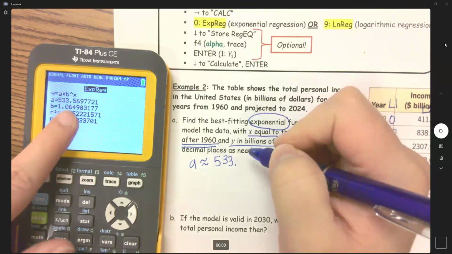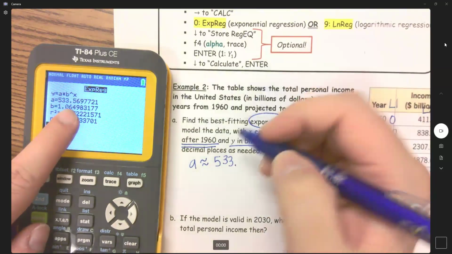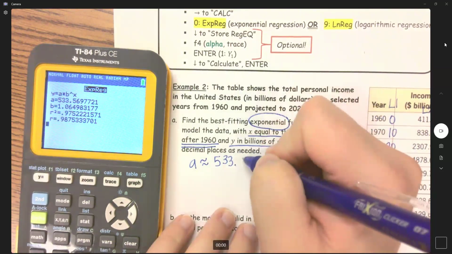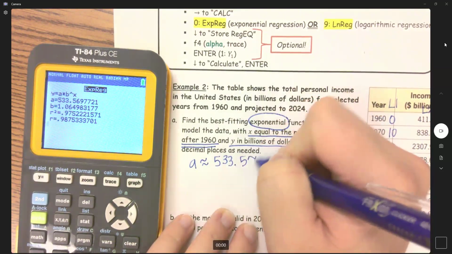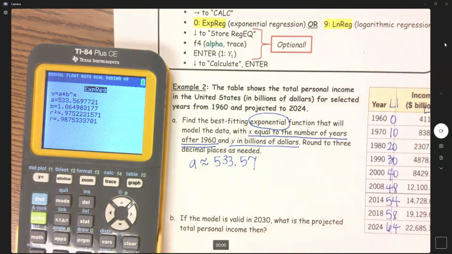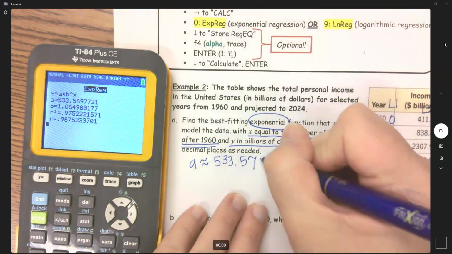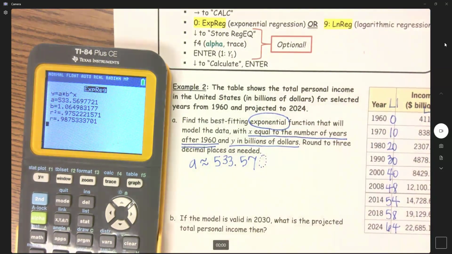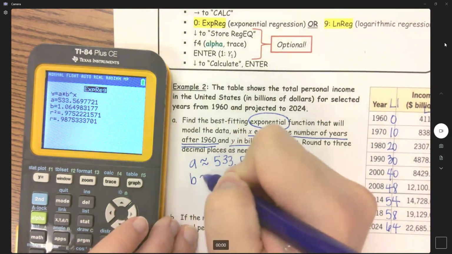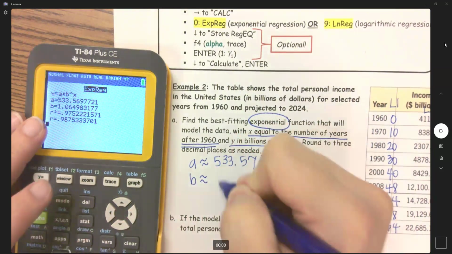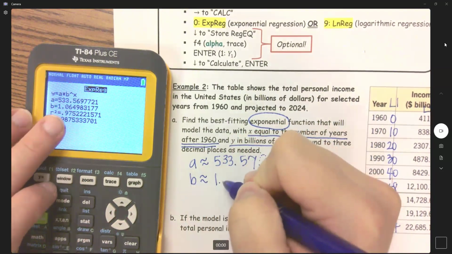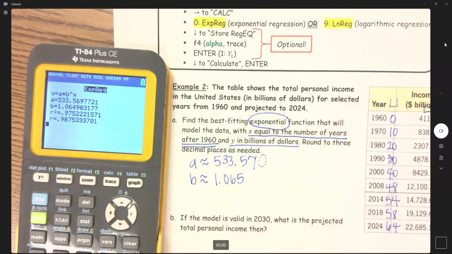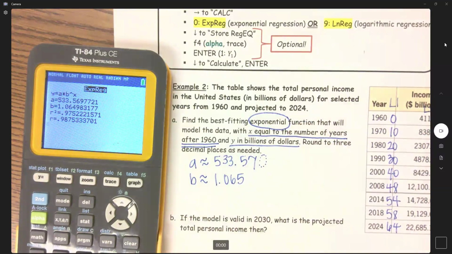Okay, so to 3 decimal places, this is going to be 5, 6. That 9 needs to go up because of that 7. So that 69 needs to go up to a 70. Okay, and if you want to put a 0 behind, you can, but it's not necessary. And then my B is about 1.06. That 9 makes that 4 go up to a 5. Okay, so there's my A and my B.